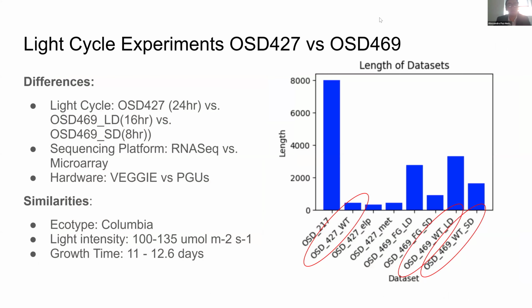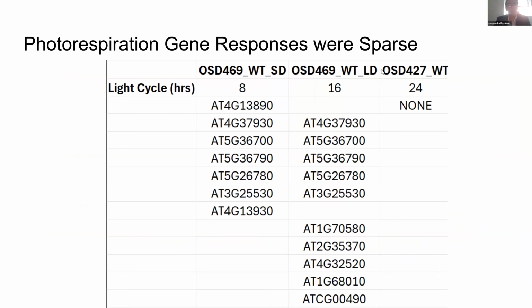So now we're looking into the light cycle experiments. We wanted to compare 427, 469, long day and short day, which are 8, 16, and 24-hour conditions. They are the same ecotype, so this is why we chose them. And this is what we found. Basically, there's a lot of genes that are shared between the 8 and 16-hour durations, but again, 427 didn't have any genes differentially expressed for this pathway.